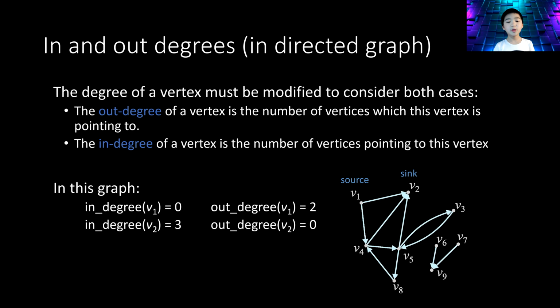On the other hand, if we check V2, its in degree is 3, but out degree is 0. If a vertex has out degree equal to 0, we call it a sink, like a drain in the bathtub where water flows to.